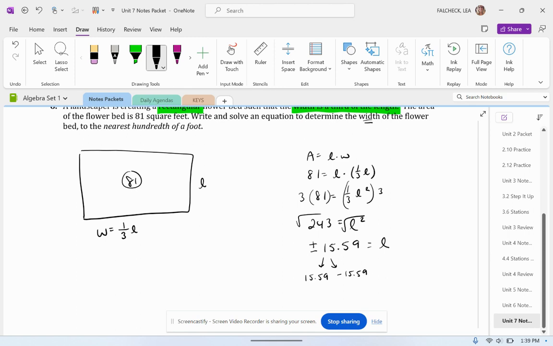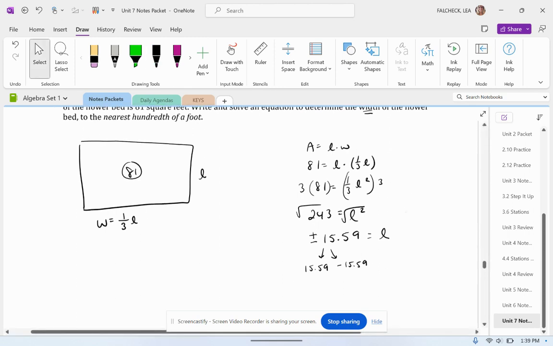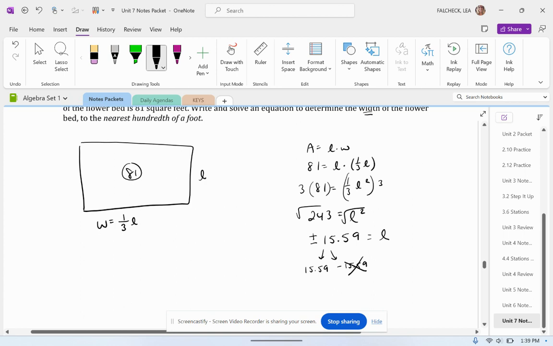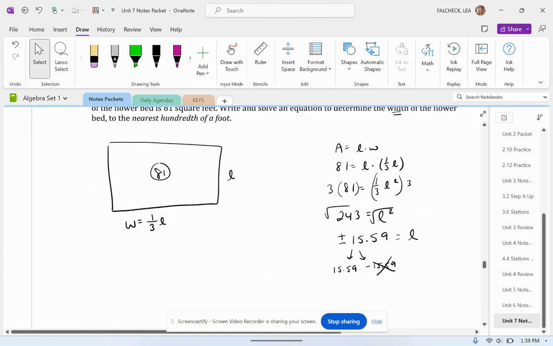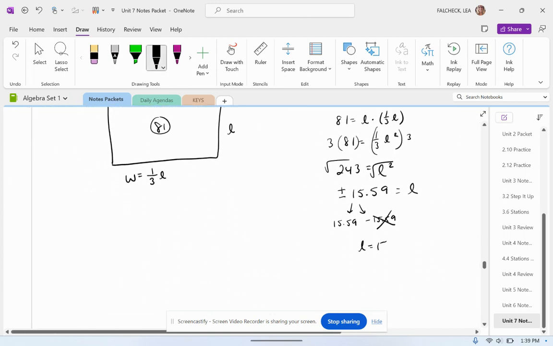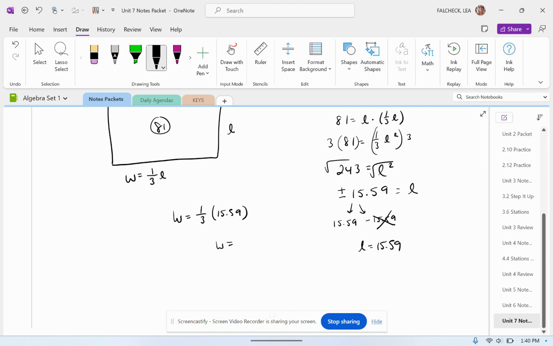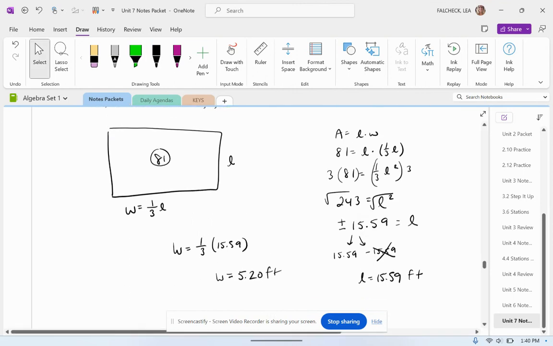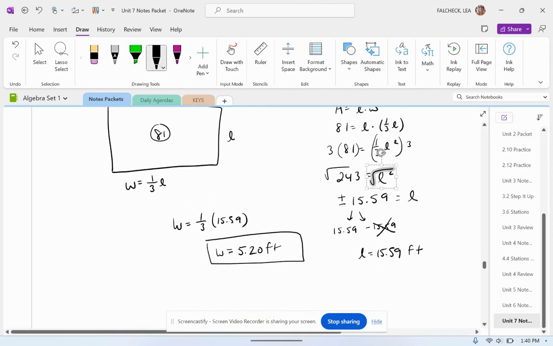Which one makes more sense for the length of a flower bed? Well, definitely not the negative one. So I'm going to take that L equals 15.59 and I'm going to run with it. I'm going to sub that into my W and find out what W's got to be. So now I would multiply 15.59 times 1/3, and I would end up getting the width is 5.20 feet. So now I've got my length and my width. The question only asked me to find the width, though, so that's what I'm going to square.